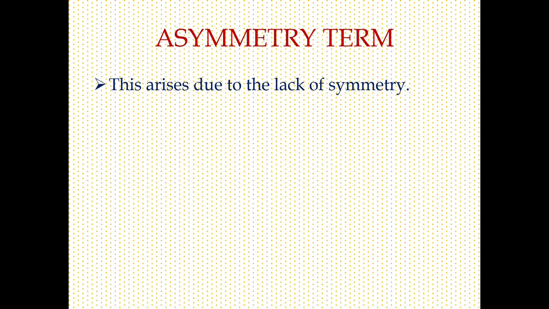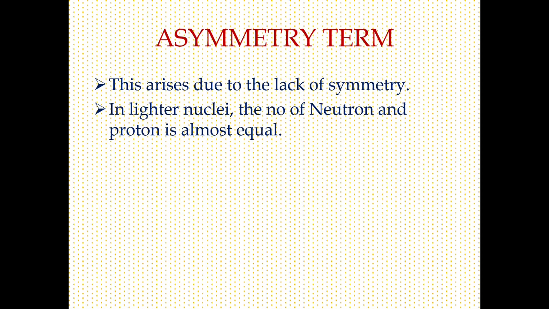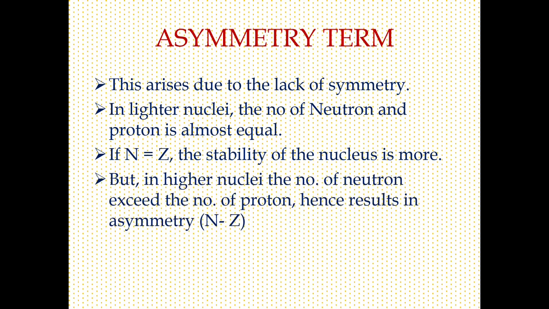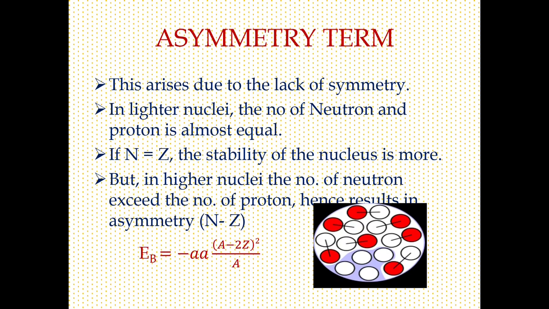Next is the asymmetry term. The contribution for the asymmetry term arises due to the lack of symmetry. In lighter nuclei, the number of neutrons and protons is almost equal. If N equals Z, that is, the number of neutrons equals the number of protons, the stability of the nucleus is more. But when you go higher up the order, the number of neutrons exceeds the number of protons, hence asymmetry results, N minus Z. So we can write E_B equal to minus A_A (A−2Z)² by A. In the diagram we could see a proton-neutron pair, and 4 neutrons without any pair. So the asymmetry between the number of protons and neutrons arises there.